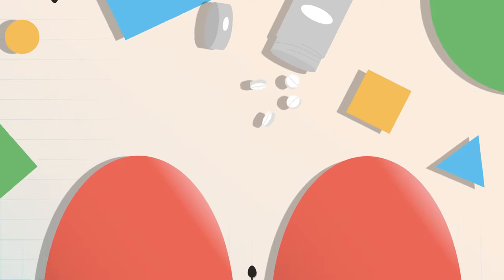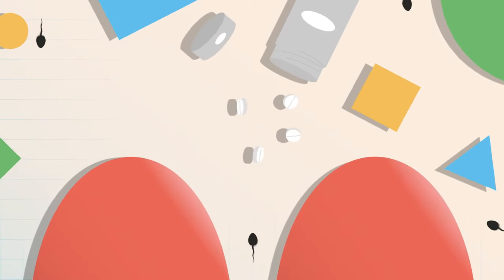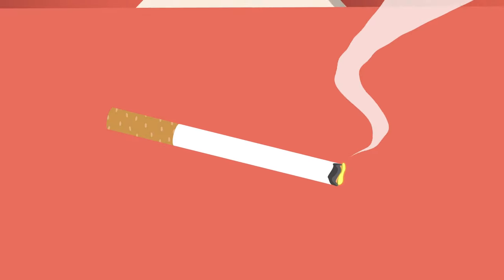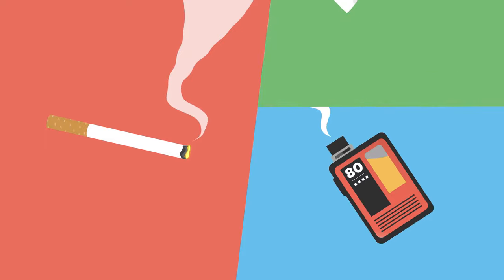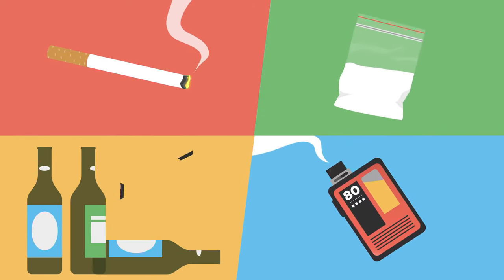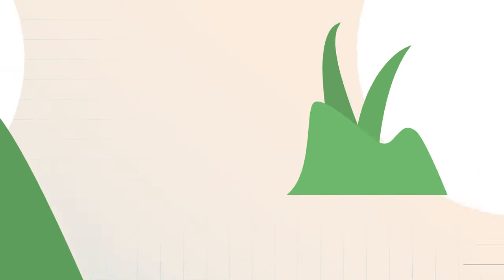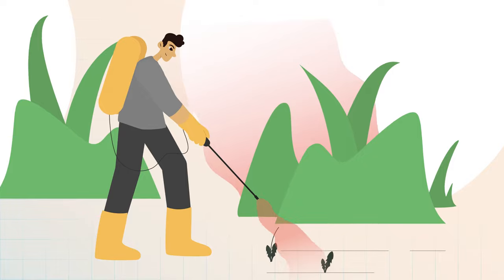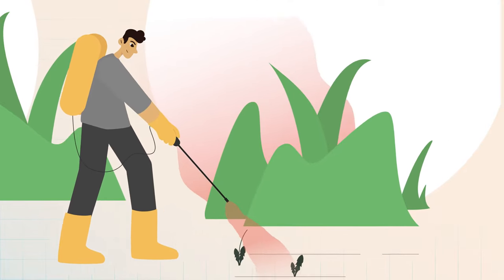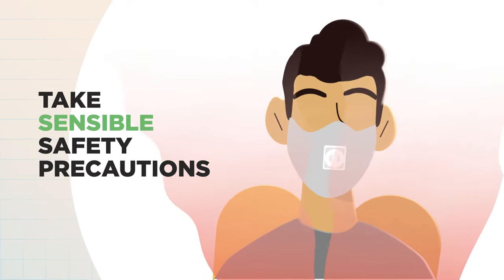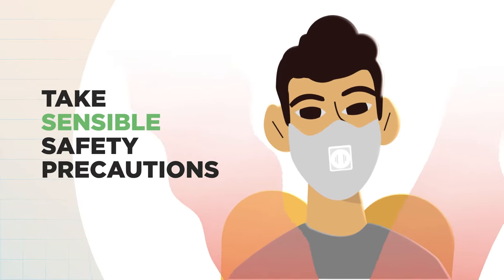Taking steroids to increase the size of your muscles can disturb the regulation of important hormones that control how your testicles work and can stop them producing sperm. Smoking, vaping, recreational drugs, or too much alcohol can also have a negative effect on sperm production. If you come into contact with substances like solvents, paints, and glues, your body can absorb chemicals which harm fertility. So take sensible safety precautions, like wearing a mask and good ventilation to help protect yourself.